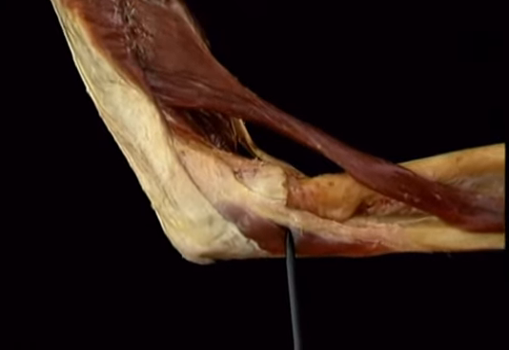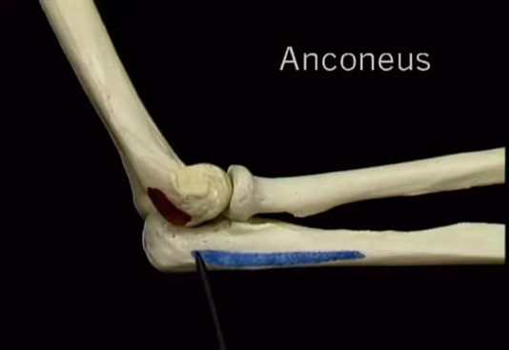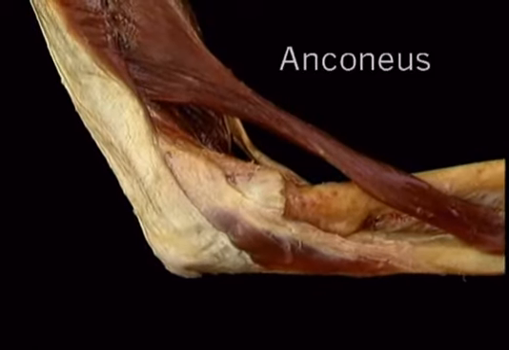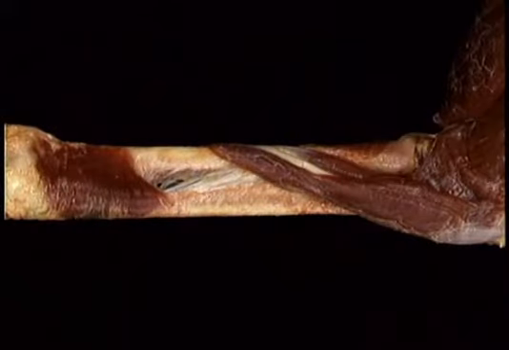Just for completeness, we need to mention this tiny muscle, the anconeus. It runs from the lateral epicondyle to the lateral aspect of the proximal ulna. Anconeus is a very minor elbow extensor. Now let's look at the muscles that produce pronation and supination. There are two of each.